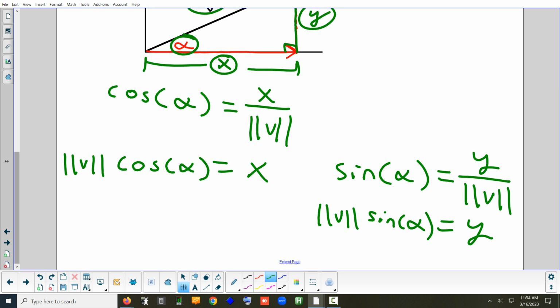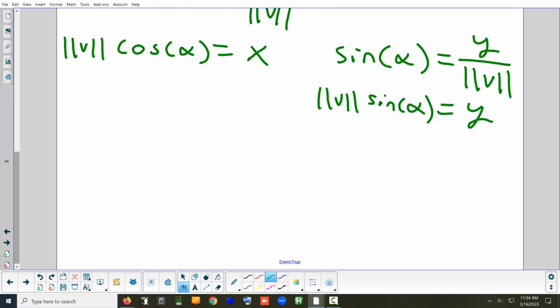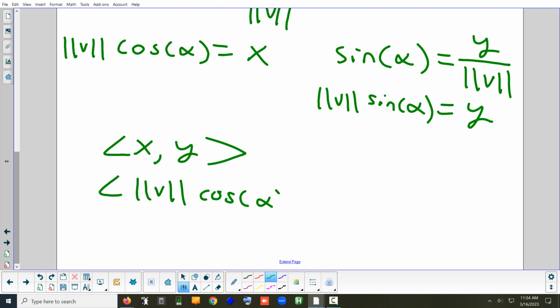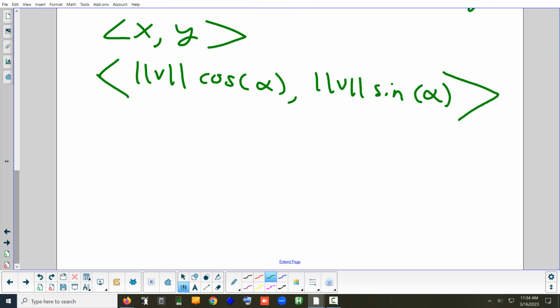So when we want to write a vector, remember how you do it? That's a 2D vector. Just substitute in the two things. So the horizontal component is magnitude v cosine alpha, and the vertical component is magnitude v sine alpha. So that's using the notation we learned on Monday.